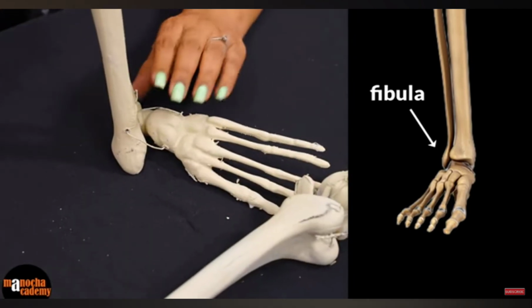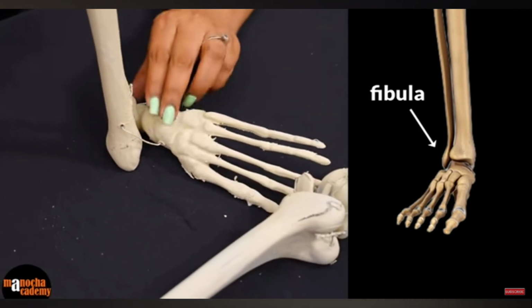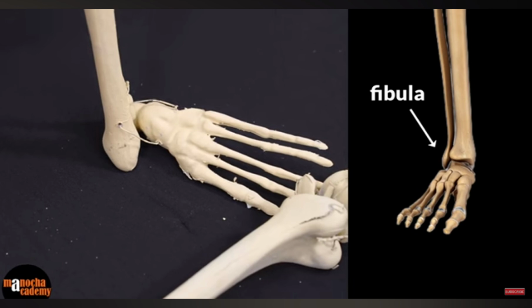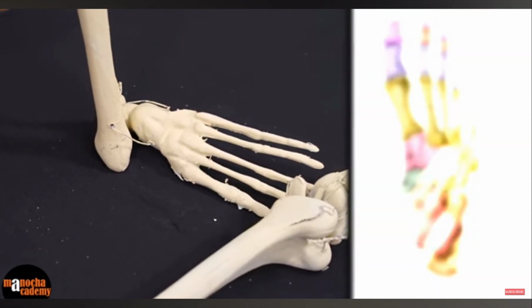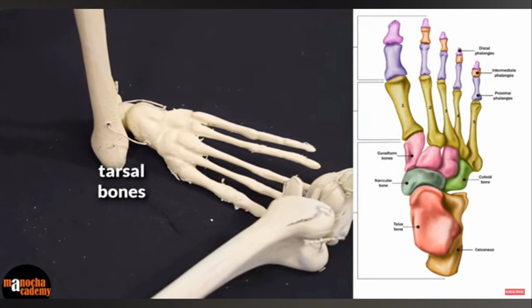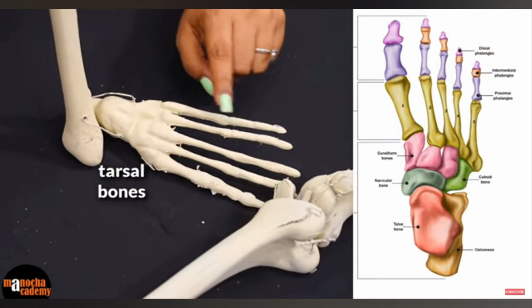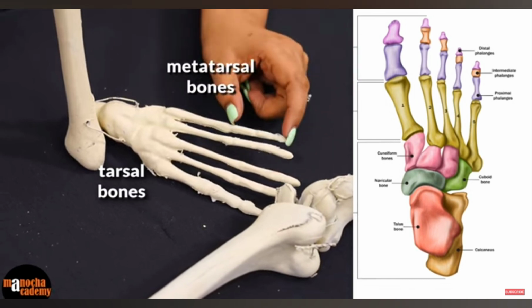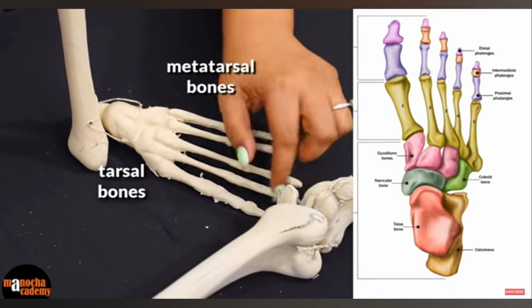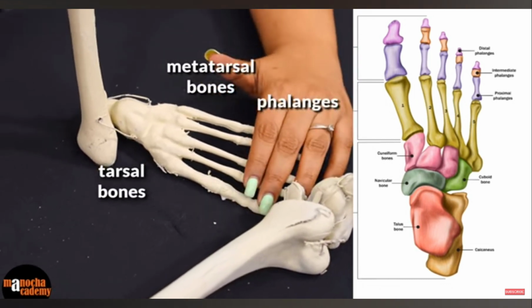Talking about the ankle and the heel, it is not very clearly seen here, but as you can see in this picture, it is made up of a number of small bones which are known as tarsals. And then we have 5 of these long bones which are known as metatarsals, and on top of the metatarsal the finger bones or the phalanges are attached.